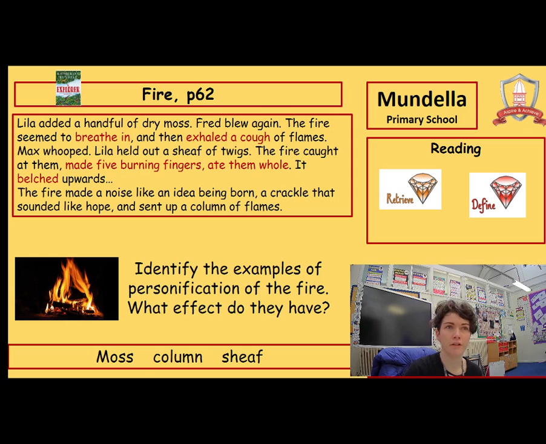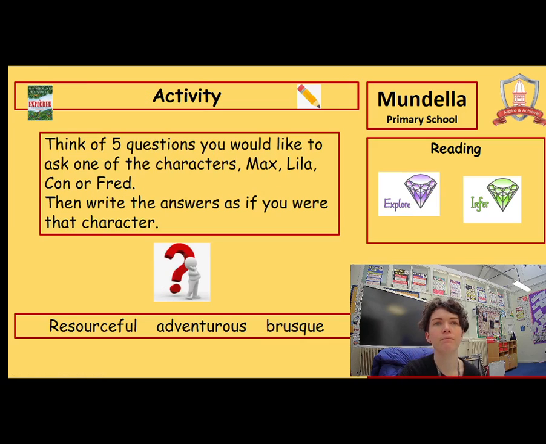And hopefully you've also had a chance to have a look at the words in the vocabulary box below. We've got moss. We've also got a column of flame, so it's going upwards, and a sheaf of twigs means a kind of a set of twigs laid out, and those create the 5 burning fingers. I should say that the moss is almost like a small green plant, and here it's dry moss, so it's useful for setting a light to create the fire.